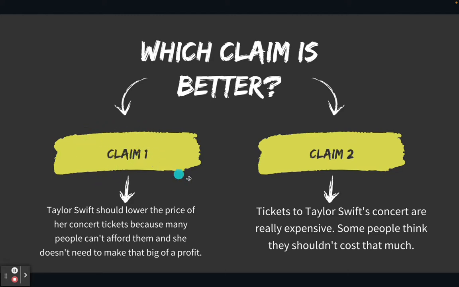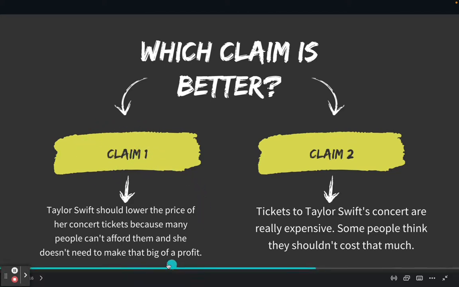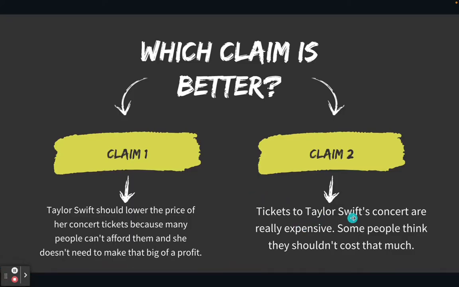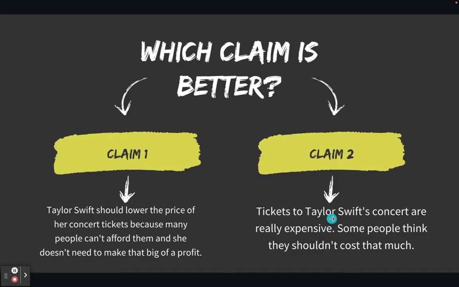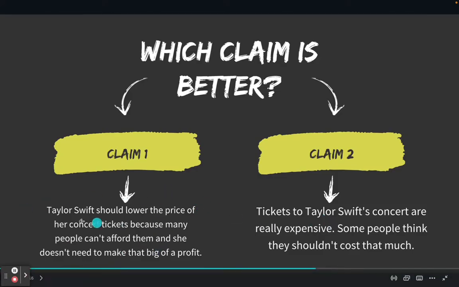Claim 1 is better because you can actually see what my position is on Taylor Swift and her concert tickets. In this one, it's just talking about how her tickets are expensive and that some people think they shouldn't cost that much. If this is your claim, I don't know what your position is. I don't know how you feel about the tickets and how much they cost and what Taylor Swift should do about it. This one is much more clear and takes a clear position.